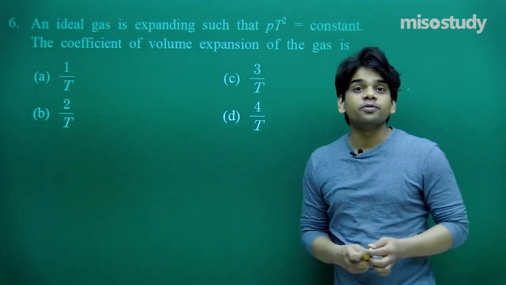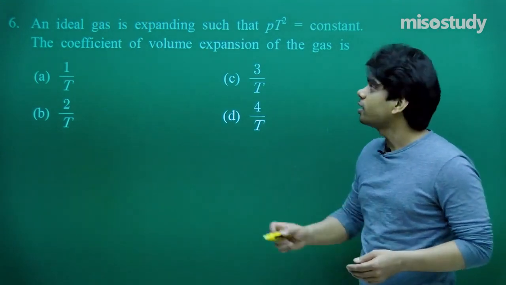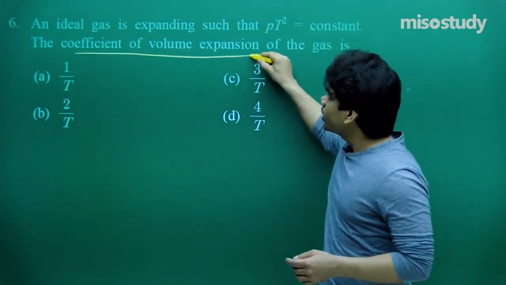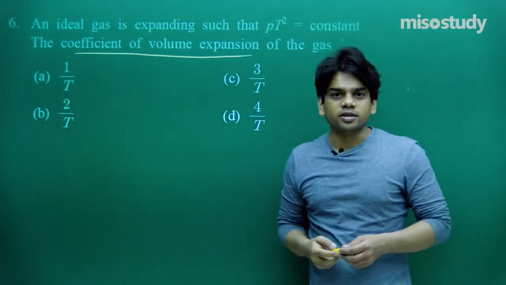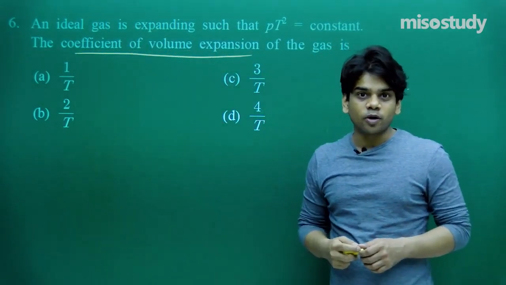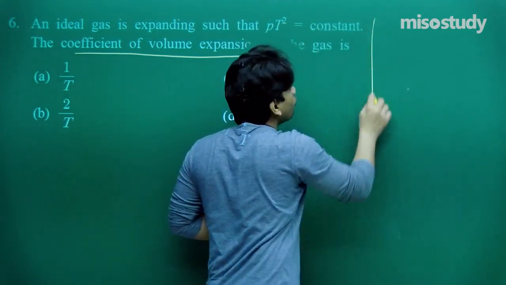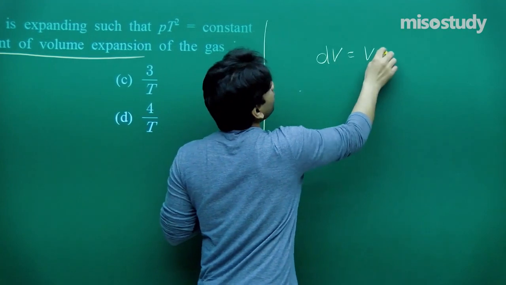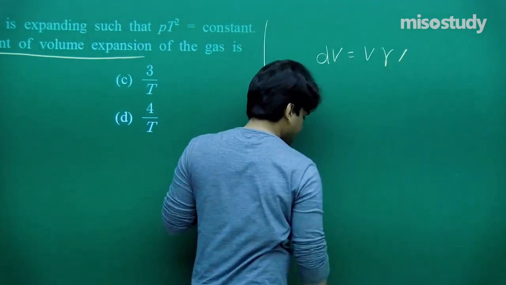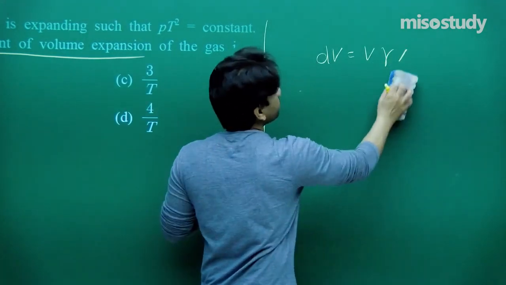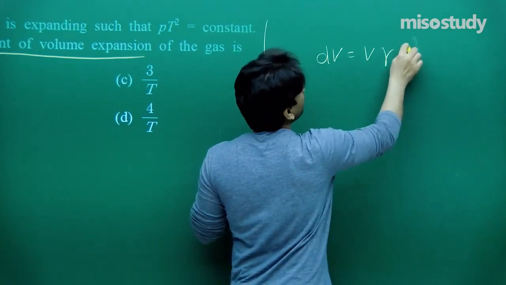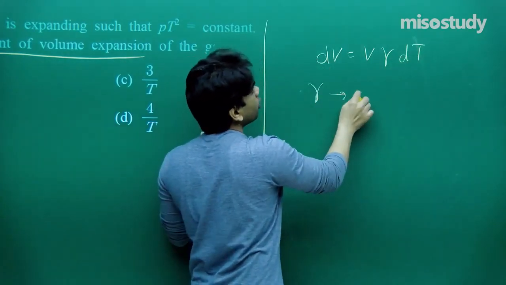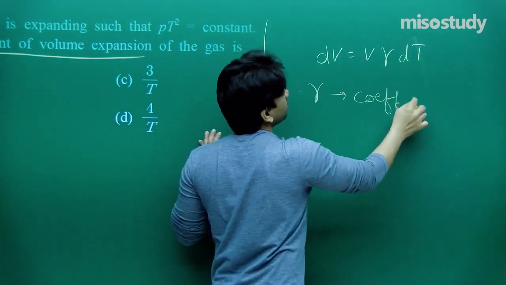So given the 4 options, we need to choose which option suits best, and we need to find out the coefficient of volume expansion. See, first, what is the coefficient of volume expansion? You must have known in the chapter on expansion that volume expansion is given this way: dV is equal to V gamma dT.